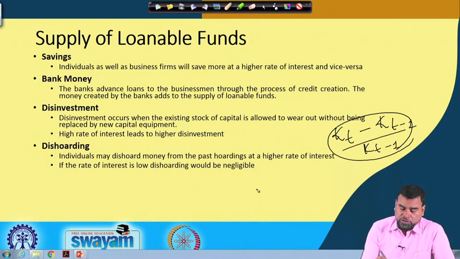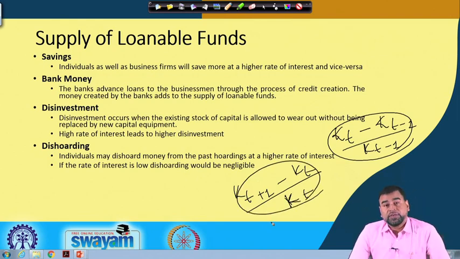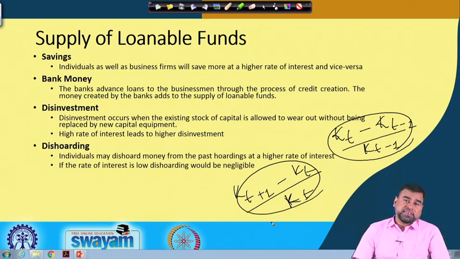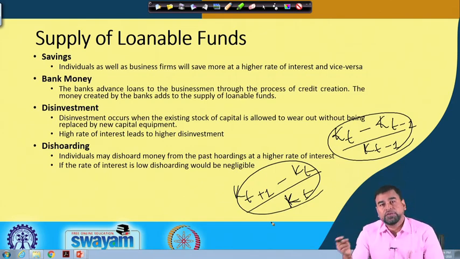Here, some people also write it as KT plus 1 minus KT divided by KT, the same thing. So, either of these ways it can be represented. Either we can use the existing capital for your investment, or you can buy more capital to increase your output, that means you are investing.